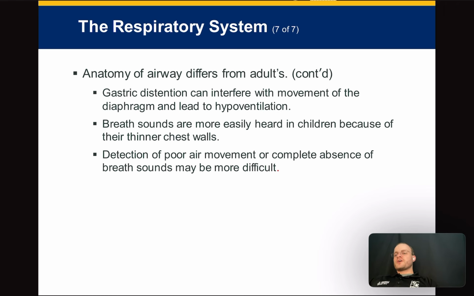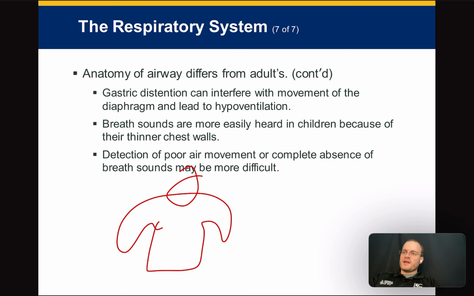Breath sounds are more easily heard in children because of their thinner chest wall. Now, with that, there's what we call bleed over. If this is a kid's torso, and here's their head, we would normally listen here, here, here, here, here, right? What I'm saying is, when you put your stethoscope here, you could very well be hearing sounds from different areas, because their chest wall is so thin. That's something to think about.